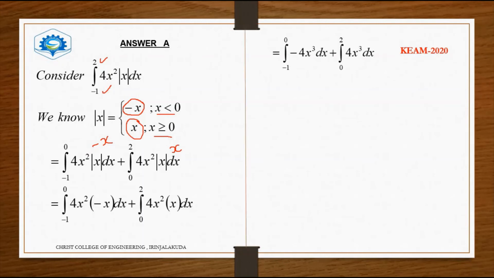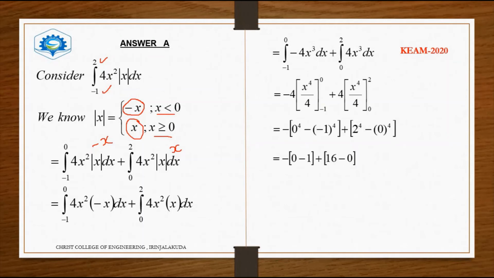So you will get minus 4x cube in the integral from minus 1 to 0 plus the integral from 0 to 2 of 4x cube. Now you can integrate that because it is a standard function. What is the integration of x raised to n? x raised to n plus 1 by n plus 1. Now after applying the limits, and then simplifying further, you will get the answer as 17.